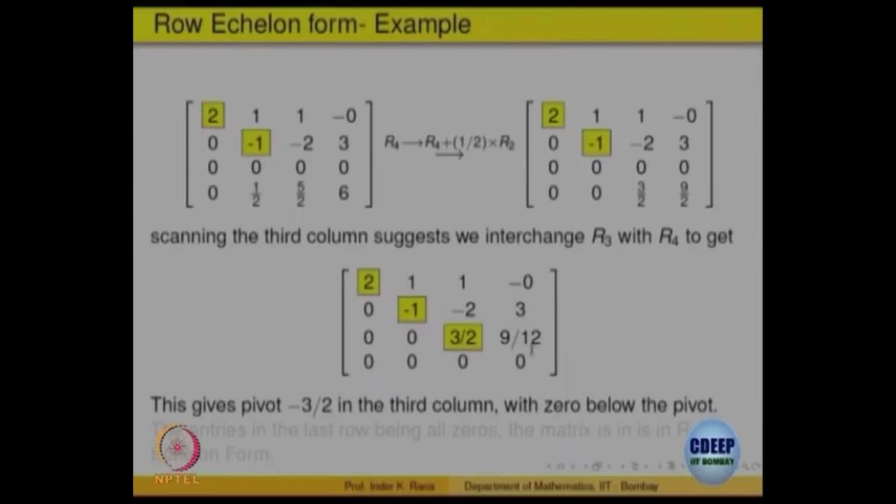Next column, we do not have to go to the next column at all now, because we have gotten the pivots 2, minus 1, 3 by 2. This will not make it a pivot. Even if you look at the last column, this will not be a pivot, because the first non-zero entry in that row has already come. So, the operation is over.